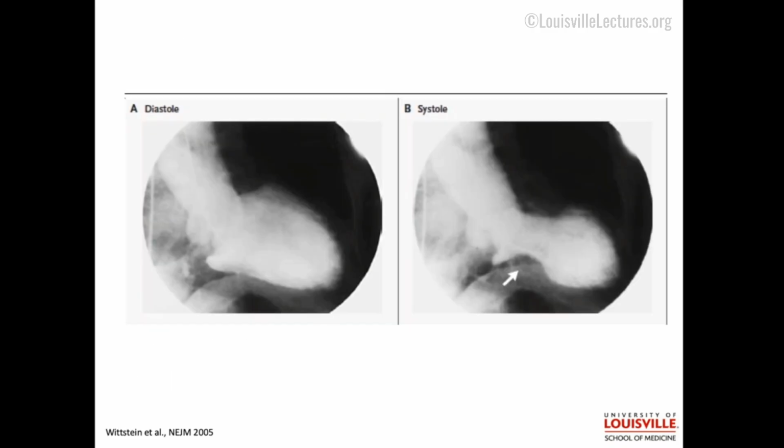This is a great picture showing the apical ballooning variant. On the left, we see diastole when the LV is relaxed, and on the right, we see systole, where only the base of the heart is squeezing, and the entire apex, anterior all the way to inferior, is not squeezing, giving you that classic shape.